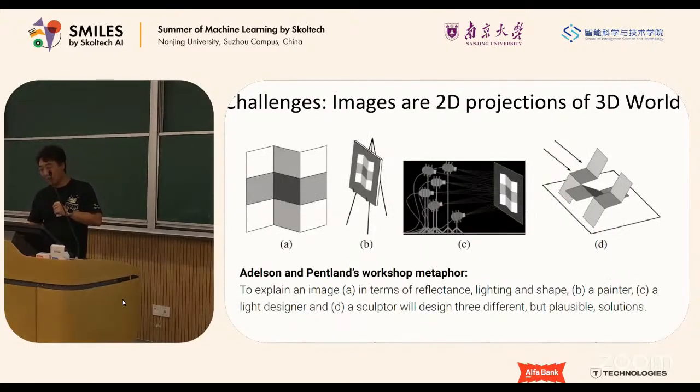For 3D vision, a major challenge compared with 2D vision is that images are 2D projections of the 3D world. Actually, we can see four diagrams. They are different, but if we use a camera to capture the four cases, the image will be the same. So the problem is called ambiguity.